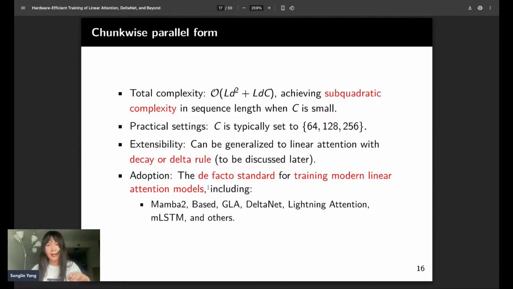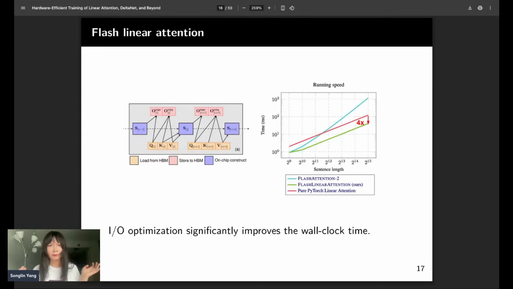And this chunkwise algorithm has been the standard training technique for modern linear attention models, like Mamba2, DeltaNet, mLSTM, among others. For the chunkwise form, we have an algorithm that aligns very well with modern hardware, but we also need to do some I/O optimization to further improve the runtime.